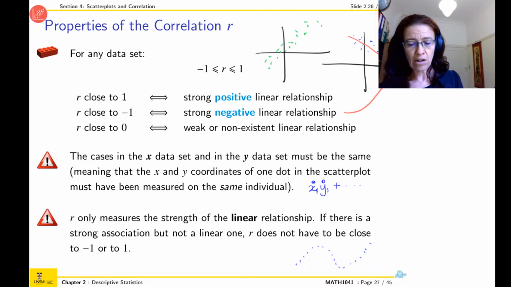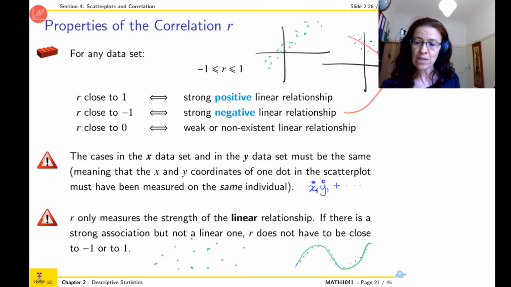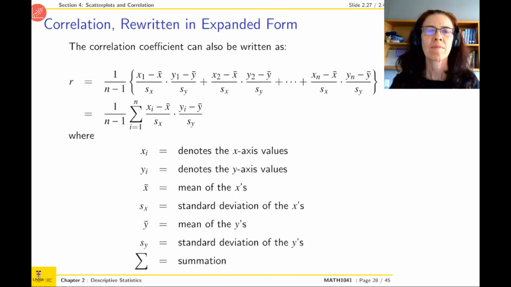You're going to get an R close to 0, which could either correspond to there is no linear relationship, or in a case like that, okay, maybe there is a relationship, but R, which only detects linear ones, will not detect that type of relationship. So it's possible to rewrite the formula for the correlation, the formula we've seen before, in expanded form, and maybe that's going to help you understand it a bit better.